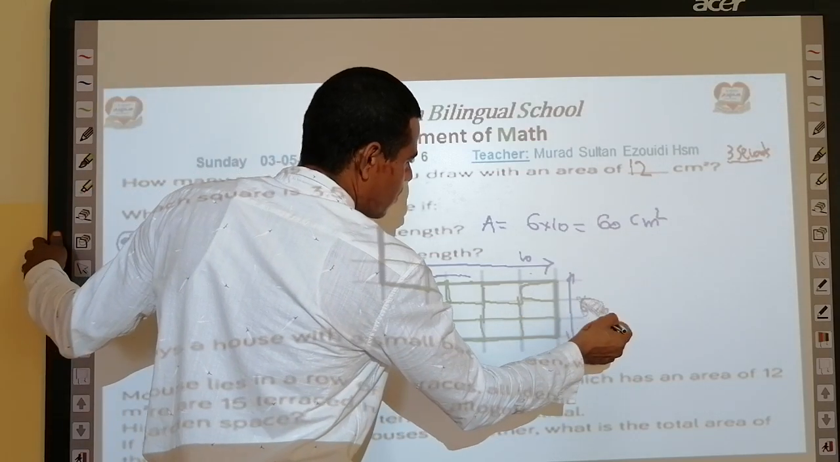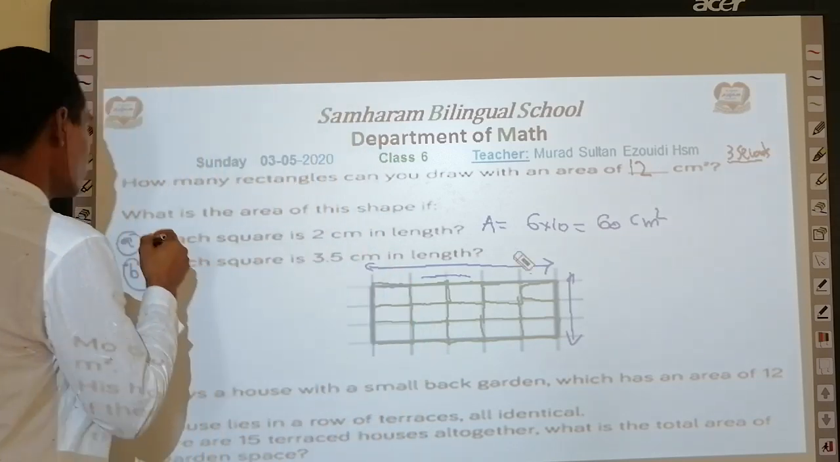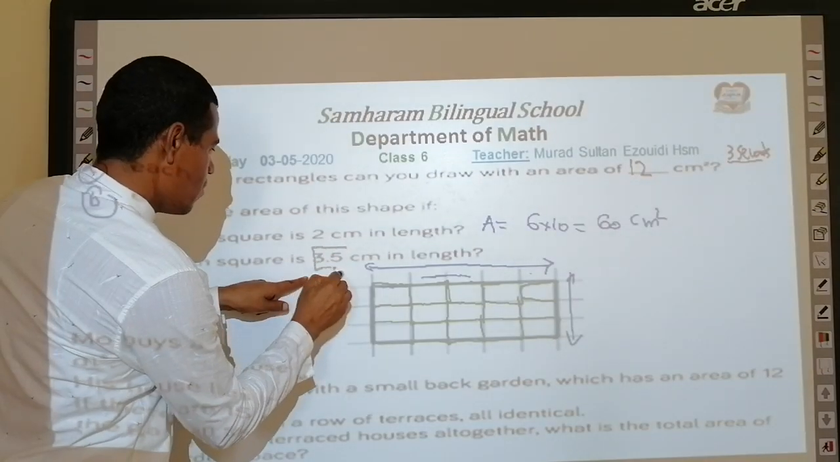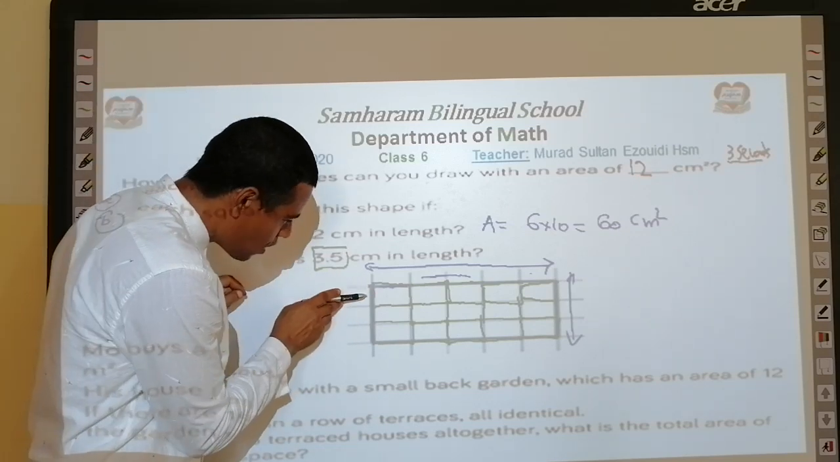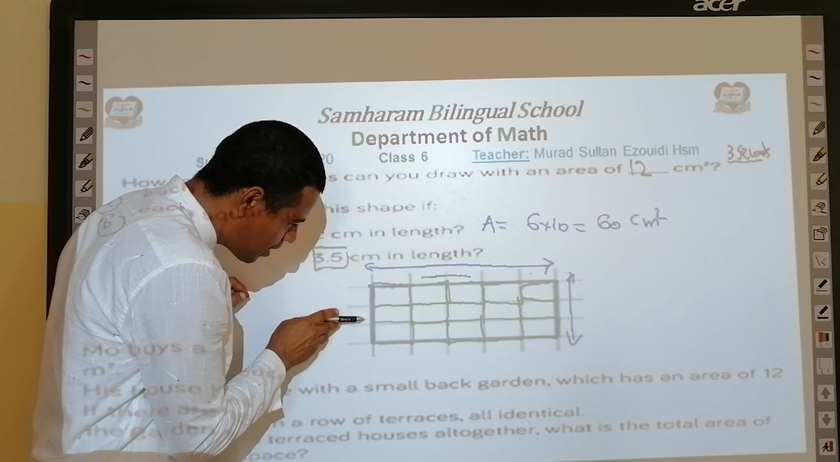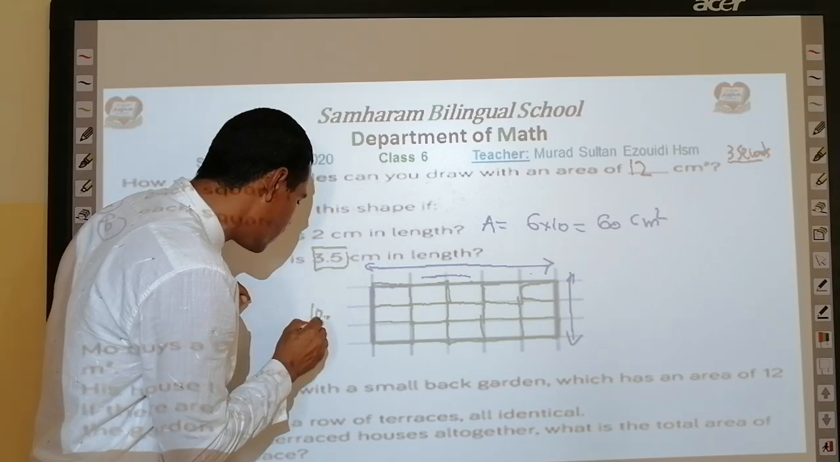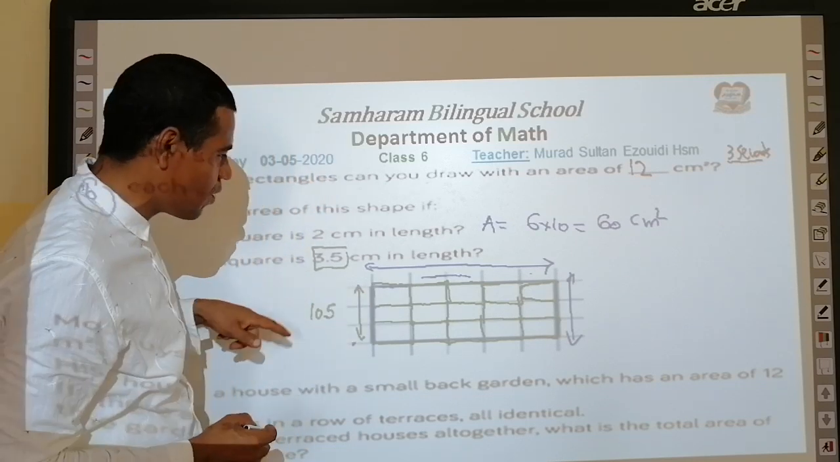Okay, this will be 10.5. This one could be changed, of course. Why? Because we move to this one, 3.5. So the length is 3.5, meaning each side is 3.5. 3.5 plus 3.5 is 7, plus 3.5 is 10.5. This one, my learners, from that to that is 10.5.